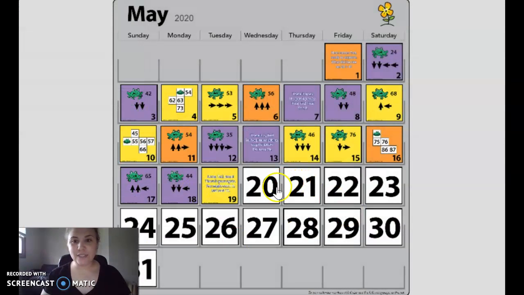All right, today is Wednesday, May 20th, 2020. Let's see what we have today. Make sure you have your May Hitting picture grid with you. Mine is right next to me.